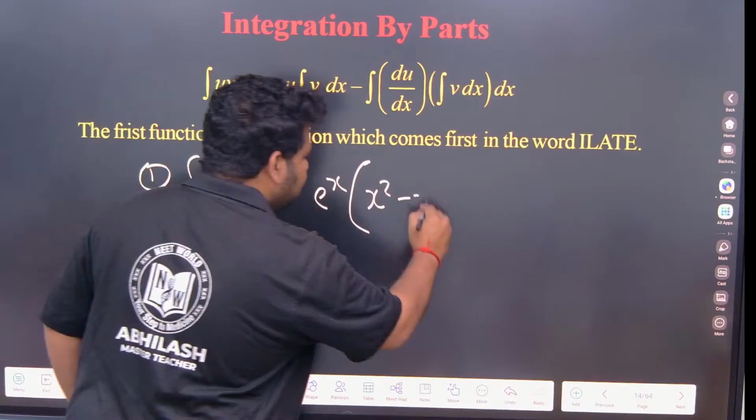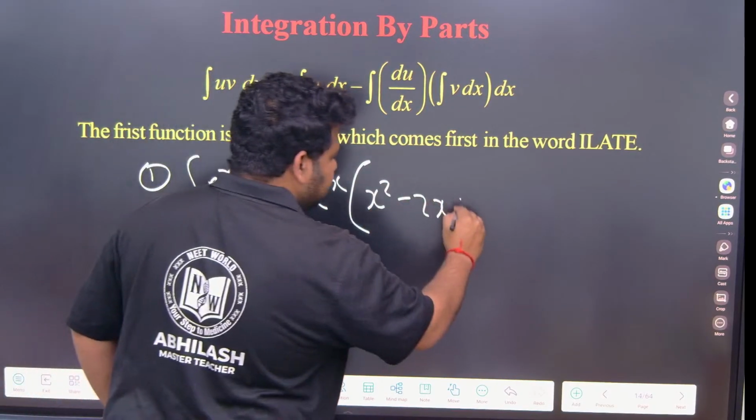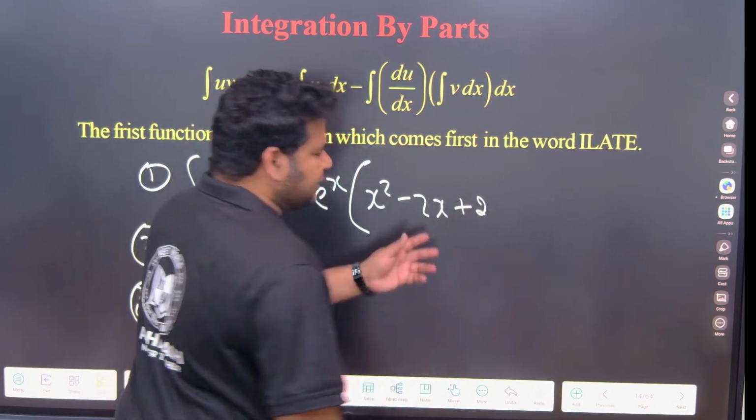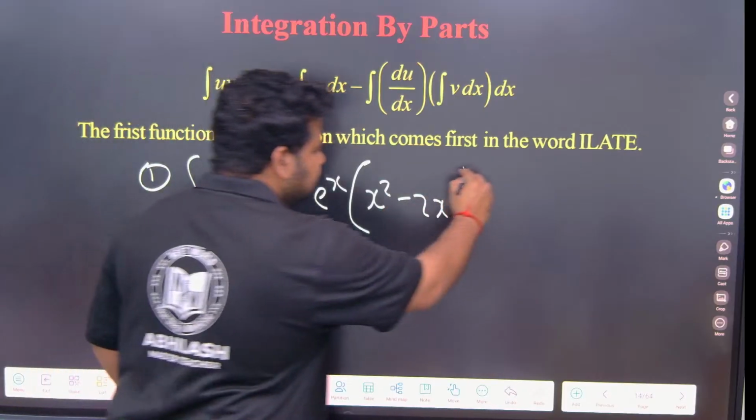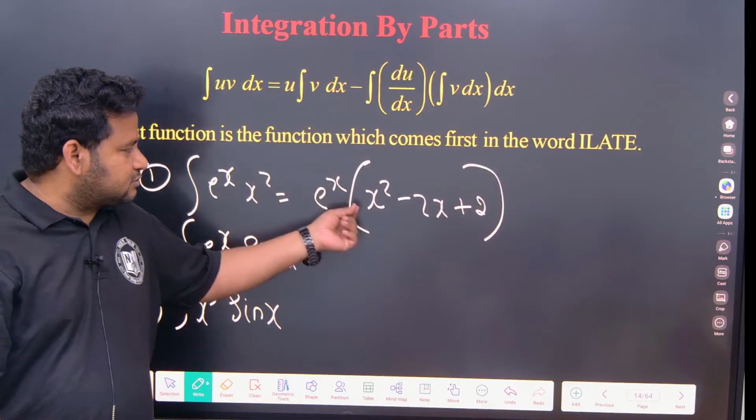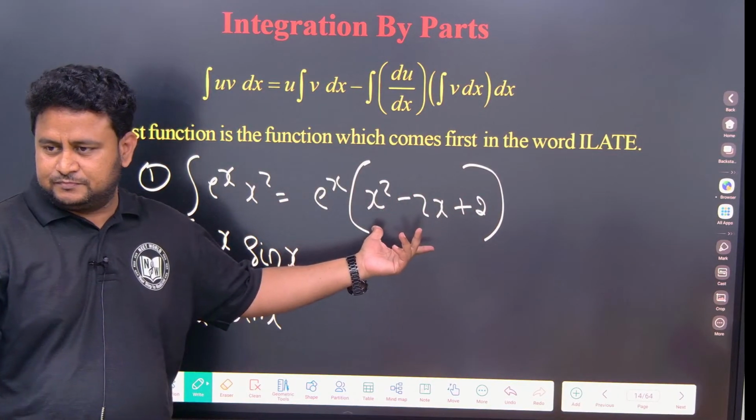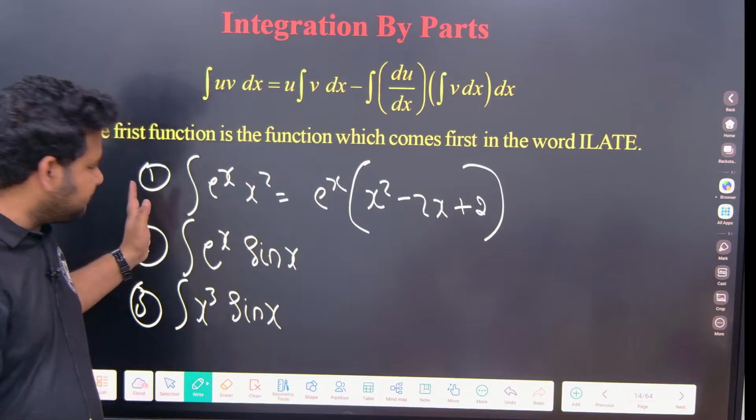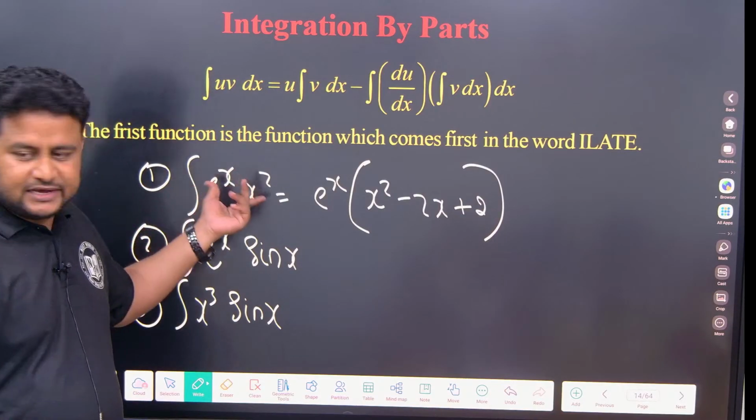Next you will do differentiation. You will write 2x, with signs plus, minus, plus. This will be 2. You have to differentiate till you get 0. So this is the answer. Directly you can get e power x into x square minus 2x plus 2. That is the answer. Okay, got it. Now this is the way you will solve when it comes to e power x into x square.